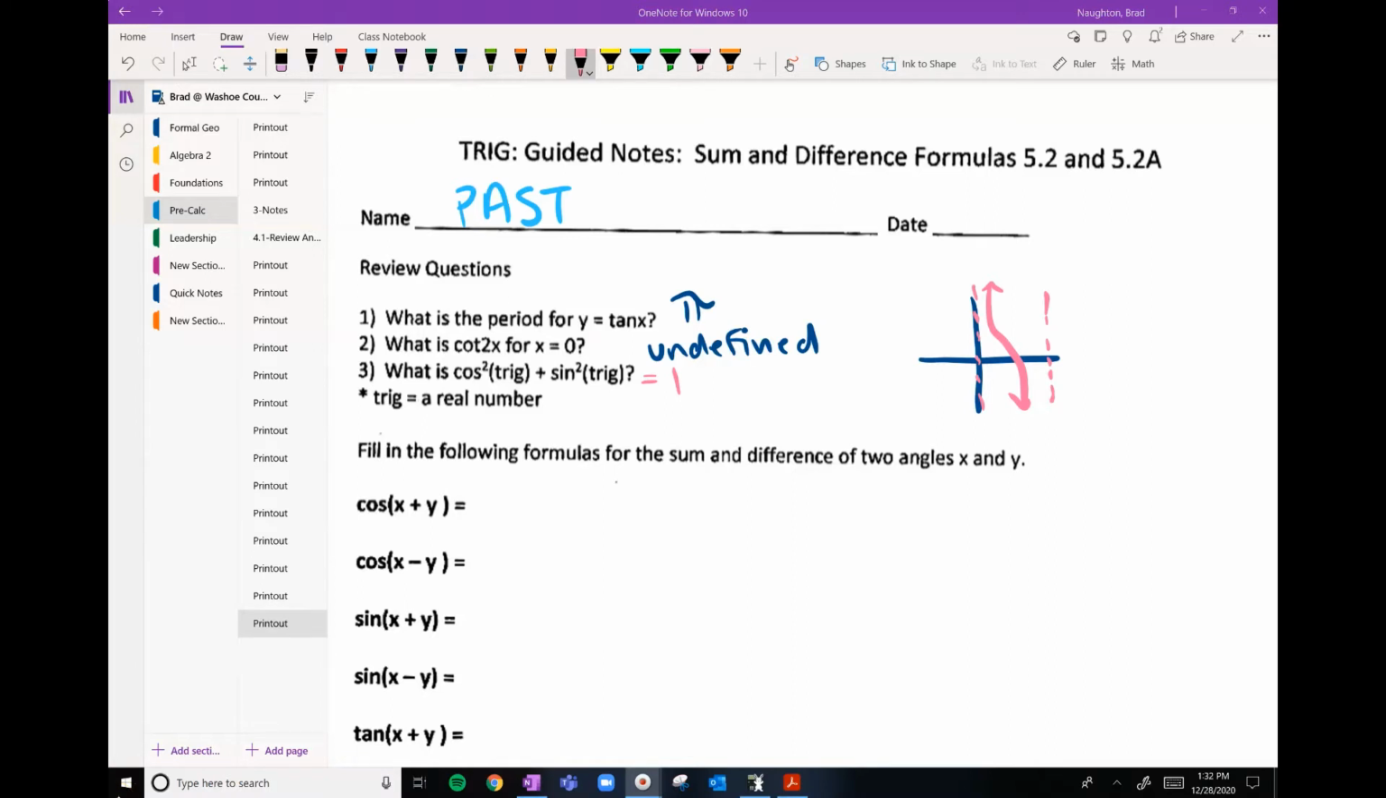So the first one, remember the period of tangent and cotangent is pi. For everything else, it's pretty much 2 pi, unless we have a shift, but we're not doing that in this review. Cotangent of 2x, remember at 0, that's where we're going to have an asymptote, so hence why it's undefined. And then lastly, this is going to be 1, because remember it comes from our Pythagorean identity of sine squared theta plus cosine squared theta equals 1. So whatever that theta is, it's always going to give us 1.